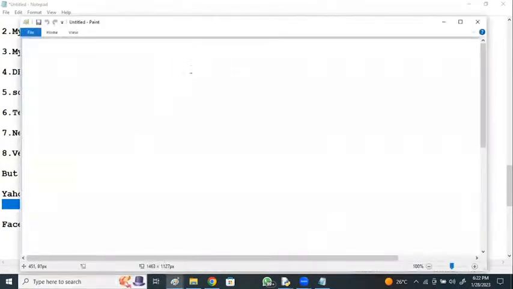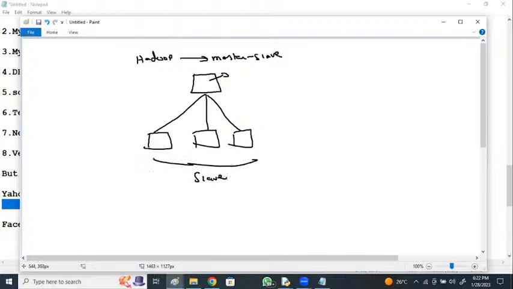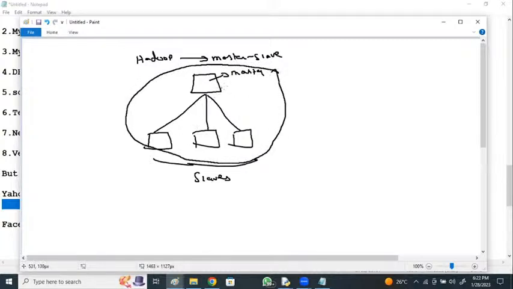Hadoop follows a single master, multiple slaves, master-slave architecture. Hadoop or Spark follows master-slave, not client-server architecture. A single master with multiple slave nodes. A group of nodes, that is systems or CPUs, are connected in a network: one master node and all other nodes are slaves.